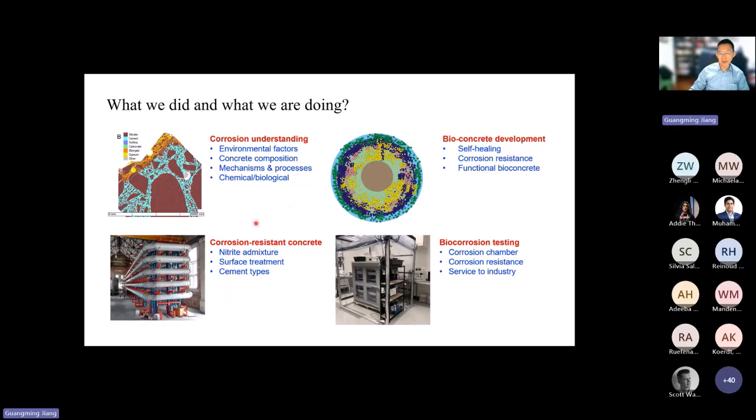Based on that, I did some work to develop corrosion-resistant concrete material for the wastewater system. One is using nitrate as an admixture and looking at different cement types. Another work I did with my previous DECRA is bioconcrete development, using bacteria or granules derived from wastewater, and then using that in the concrete. So it's a special idea there.